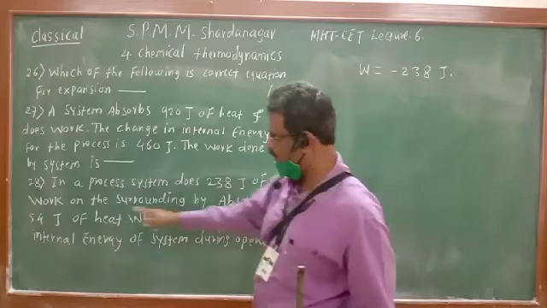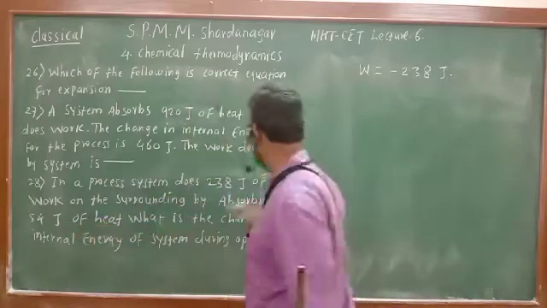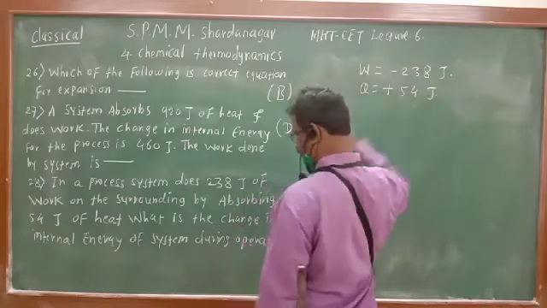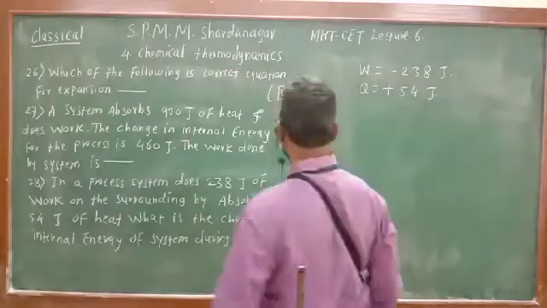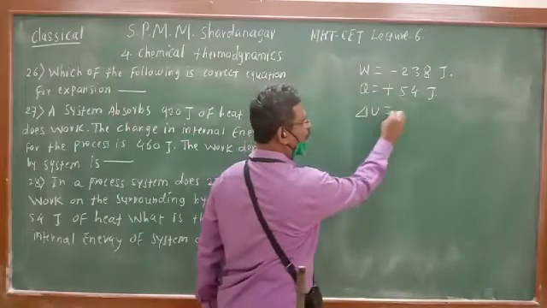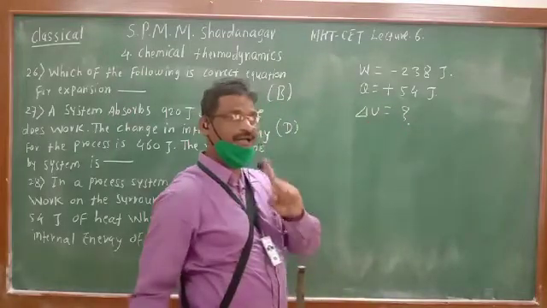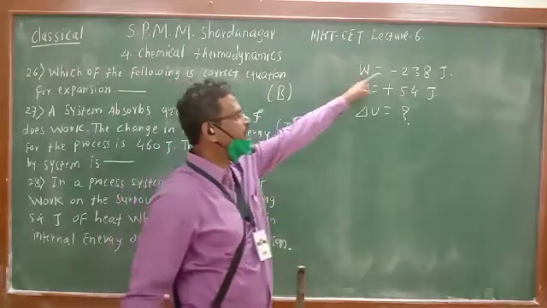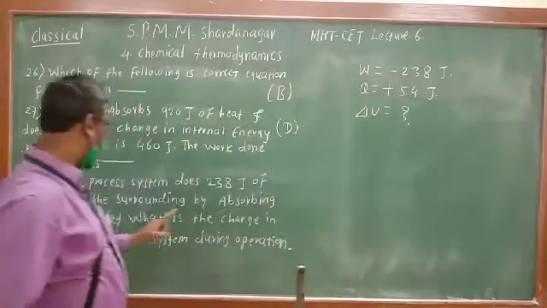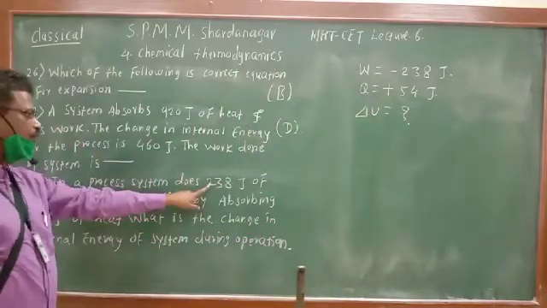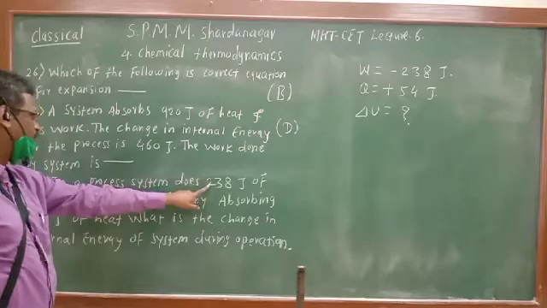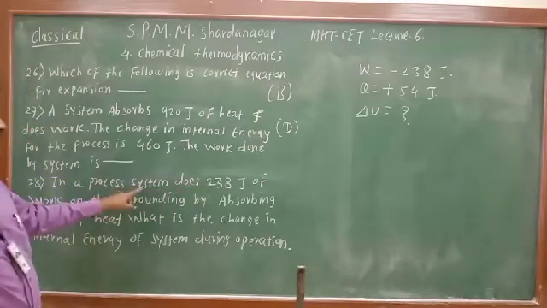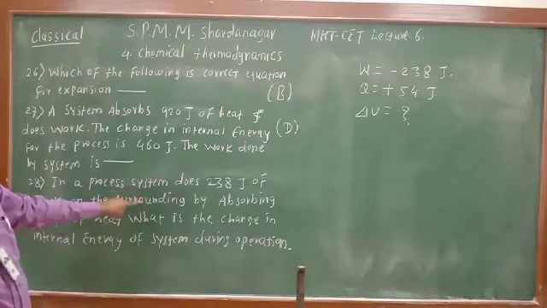By absorbing 54 joule of heat, heat is absorbed, so Q is plus 54 joule, and the change in internal energy, delta U, we have to calculate. See, sign conventions are important. Work done by system to surrounding is expansion, therefore it is taken as negative work. Here they have given positive 238, but we have to consider it as negative. Why? Because it is the work done by system on the surrounding.